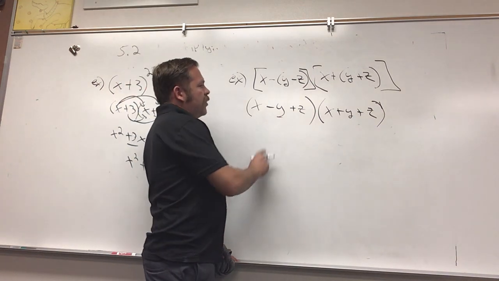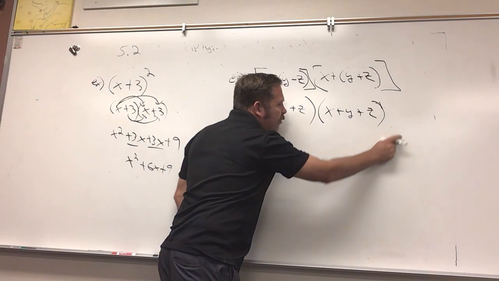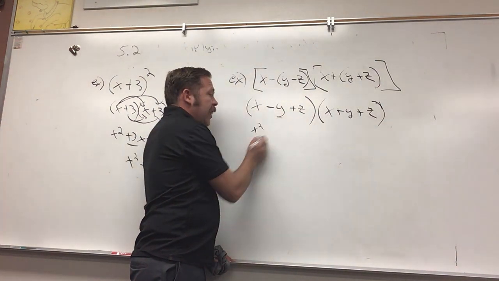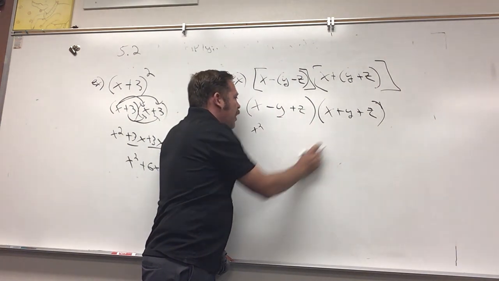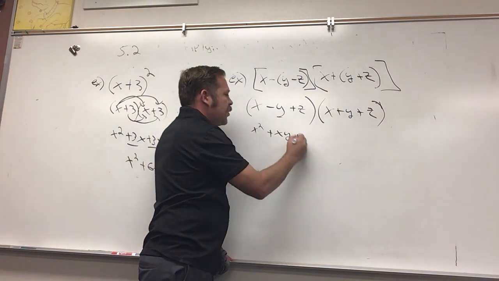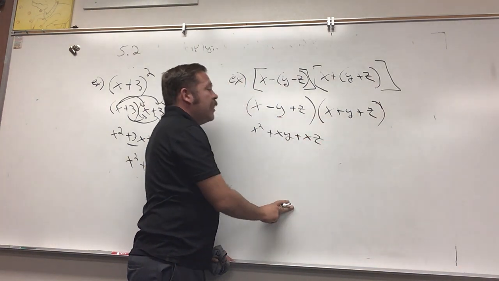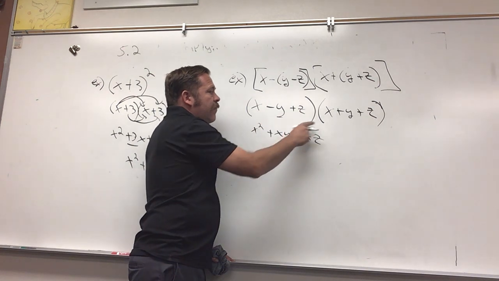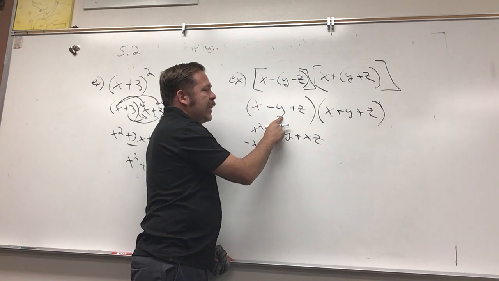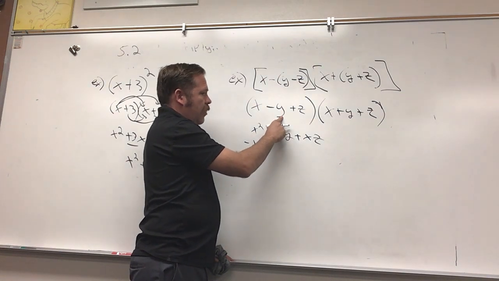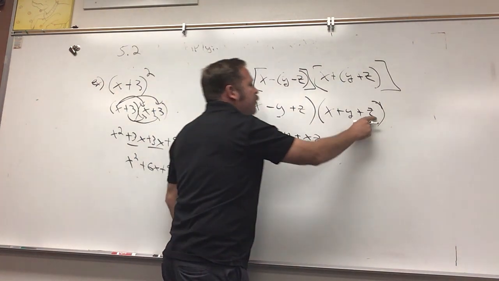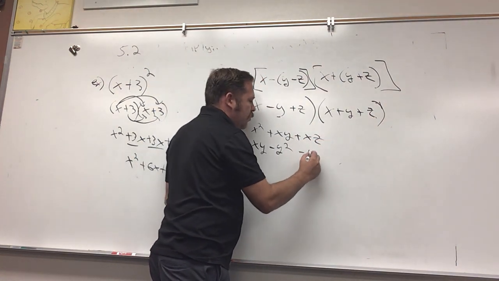So the first thing we're gonna do is multiply the x times all three of these terms. Watch how I keep it nice and organized. So x times x is x squared, and x times y is plus xy, and x times z is plus xz. Now the negative y. Negative y times x is minus xy. Negative y times y is minus y squared. Negative y times z is minus yz.